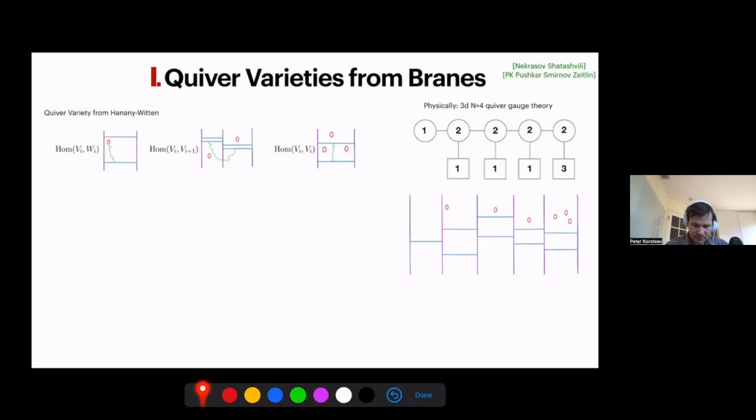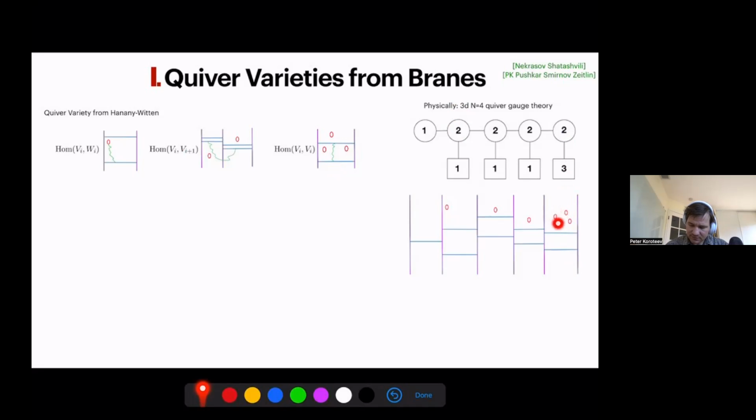And then there are also strings between various gauge nodes here, right? So there's Hom from Vi to Vi plus 1, and then there are sort of self Homs, right? So from the vector space to itself, right? And then you can draw this brane diagram.